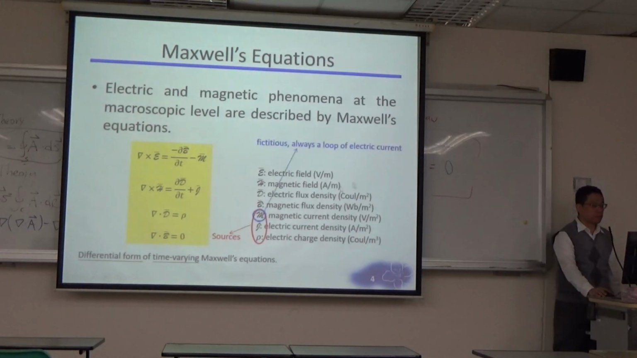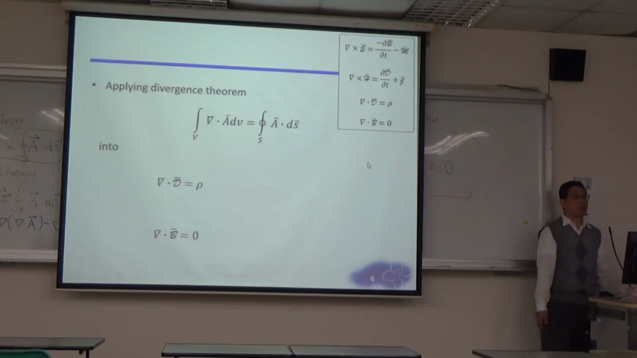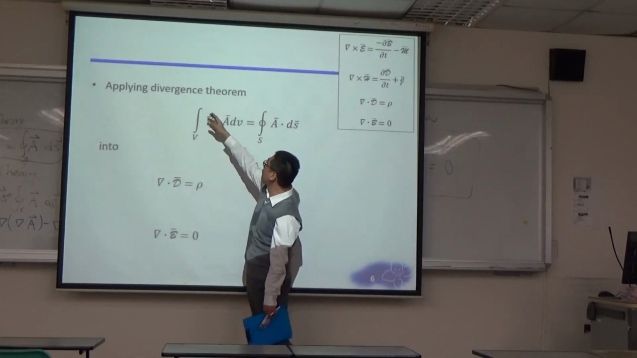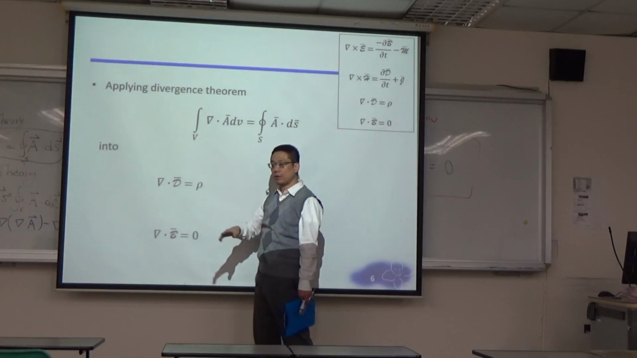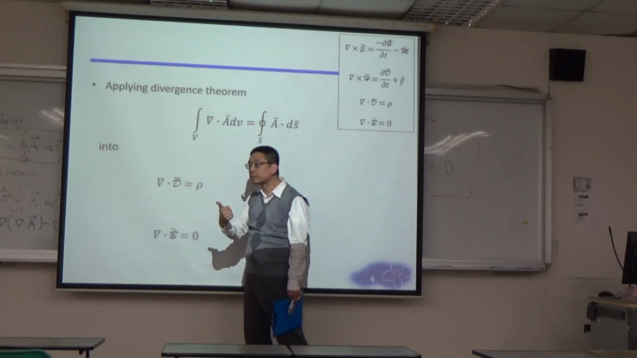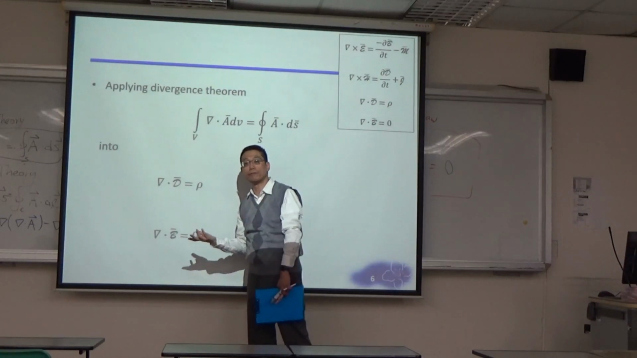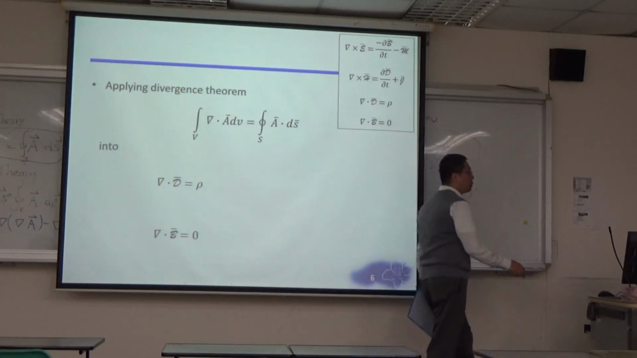And this is a relationship for free space. Then when you apply divergence theory, you can transfer your differential form to integration form, okay? And see what is the result for both of them.